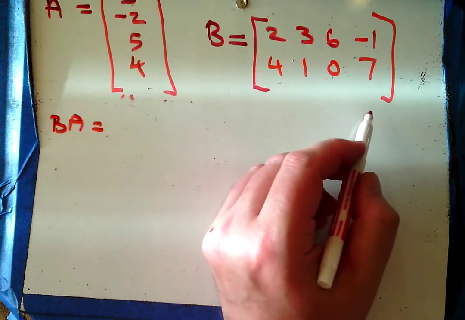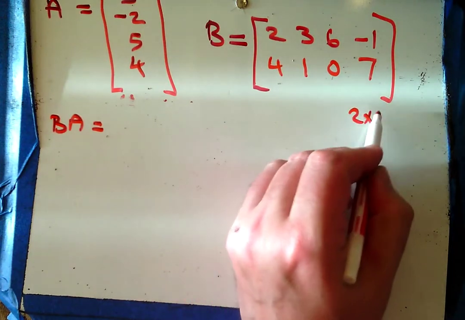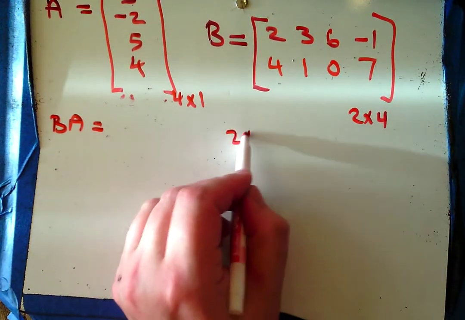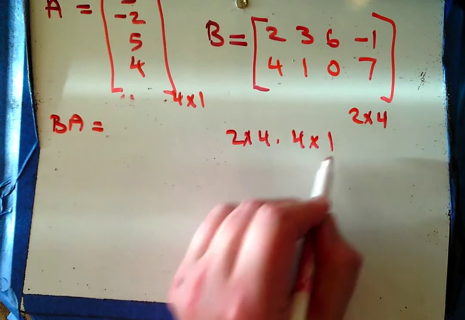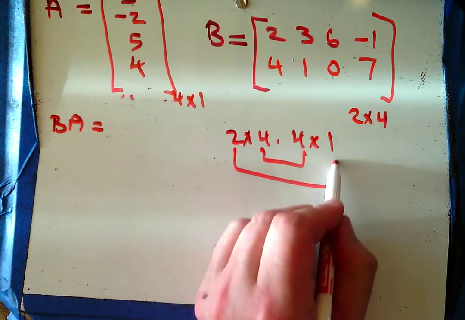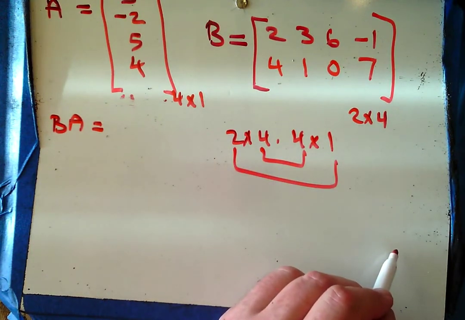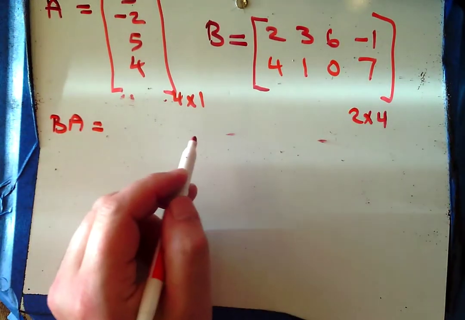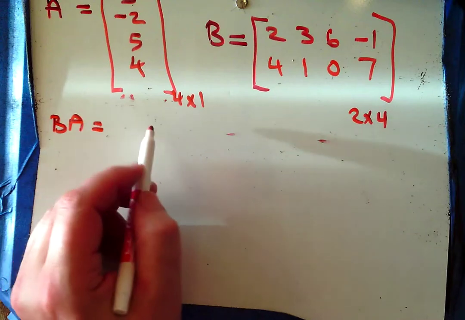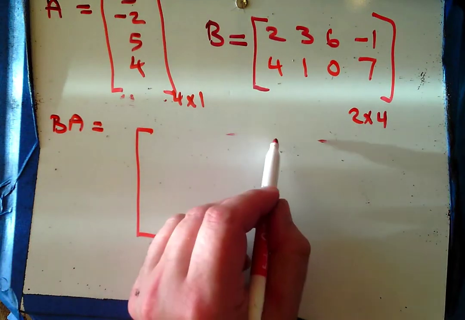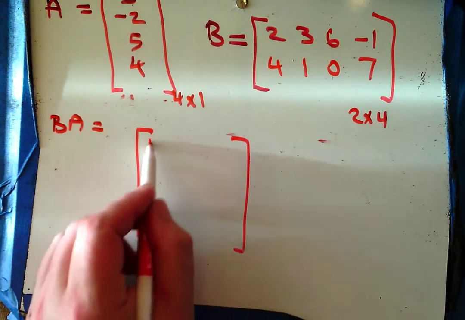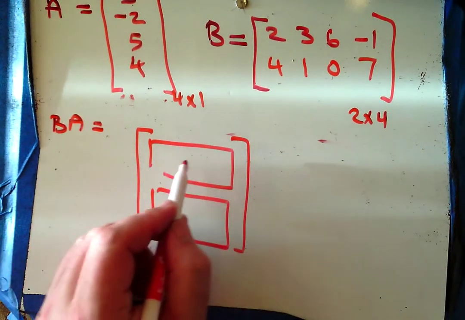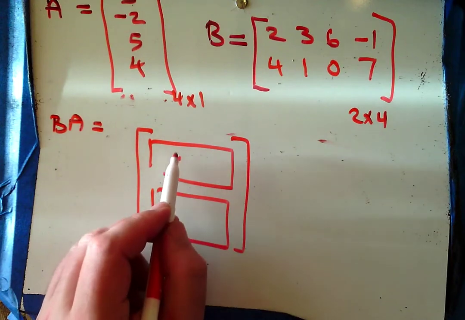So, welcome back. We know that this is a 2 by 4. This is a 4 by 1. And if I'm doing a 2 by 4 times a 4 by 1, these are the same, and this would be the size of the product: 2 rows and only 1 column. So let's make a big, oversized novelty. 2 rows, 1 column. That's all I get.